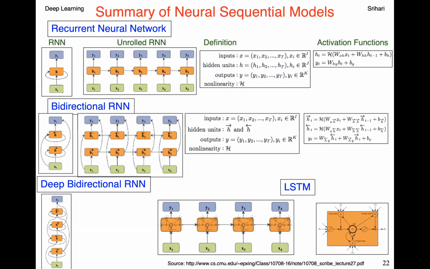This one here is a bidirectional RNN. That's an important concept to be aware of, because some of today's fancy models use bidirectionality.